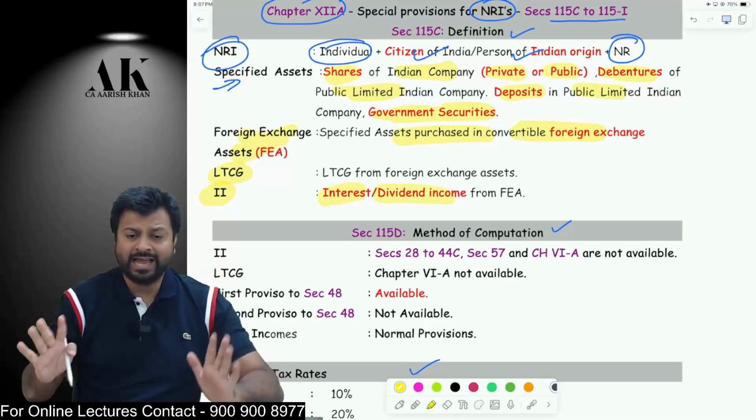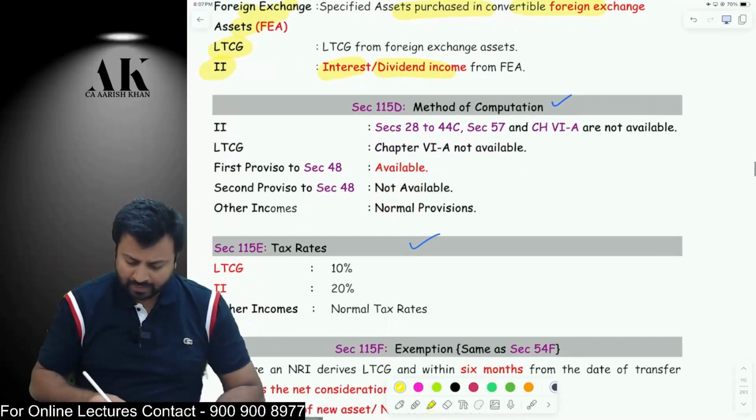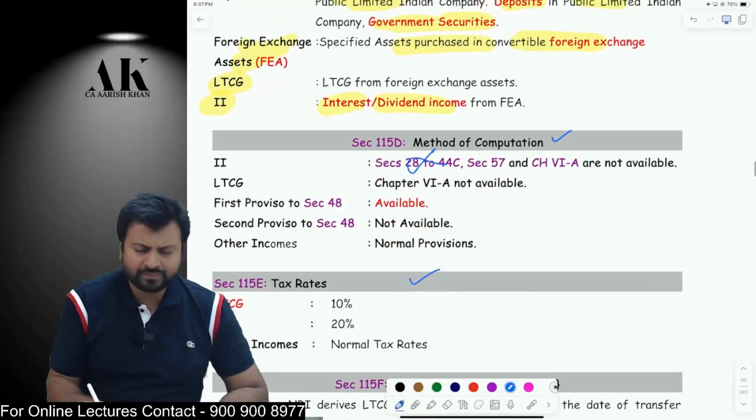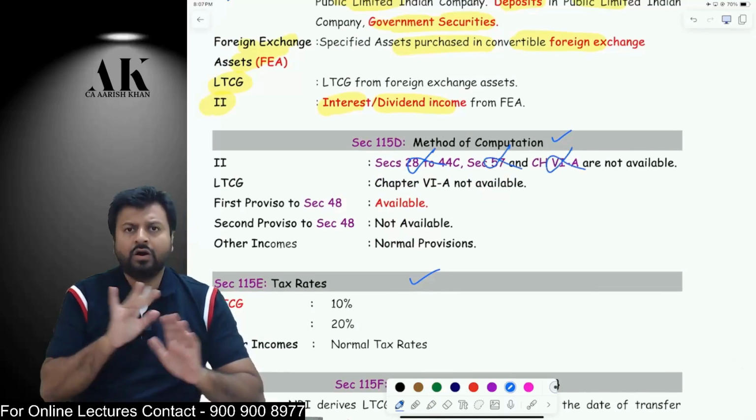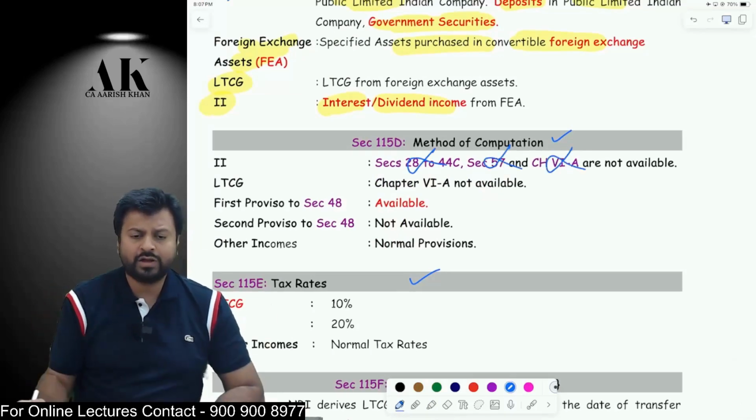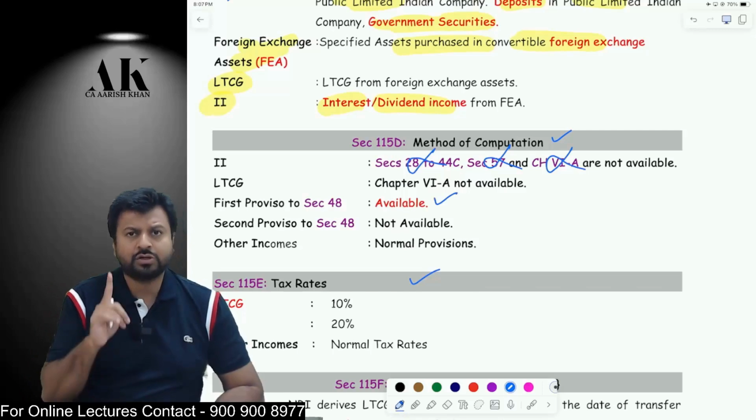which will be taxed at a relaxed rate, which will be taxed at an optional rate. But you are not going to get any deduction of PGPP, IFOS or Chapter VI-A. All these things are not available. Whether first proviso to 48 is available? Yes, first proviso to 48 is available.